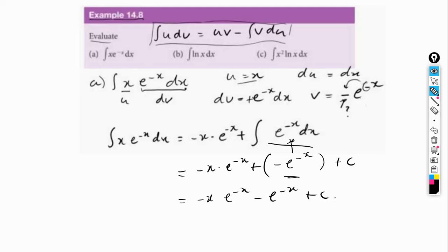But in some textbooks, you might find that they factor out this expression. And perhaps it could be written as minus e to the minus x times x plus 1. And don't forget the constant.